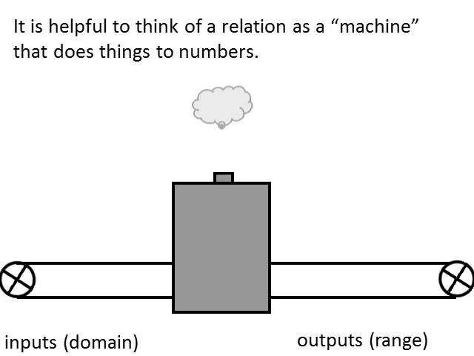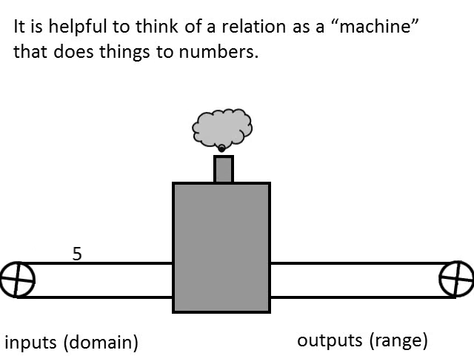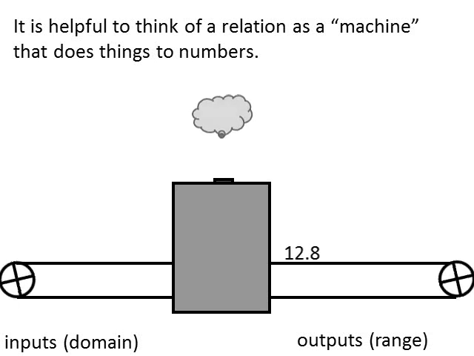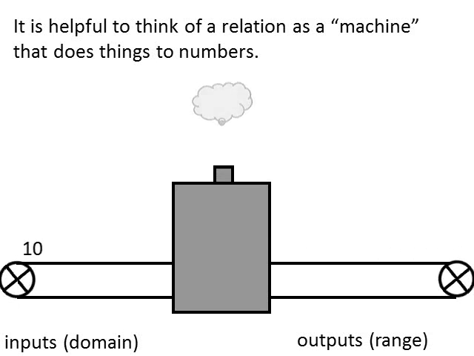And it's helpful to think of a function as some sort of machine that does things to numbers. So you can input something that's usually the x, and it's going to output something else. It's going to do something to that number and spit something else out. In this case, it takes in a 5 and spits out a 12.8. Okay, so this is going to do this no matter what the number is. It's going to do the same thing to it.